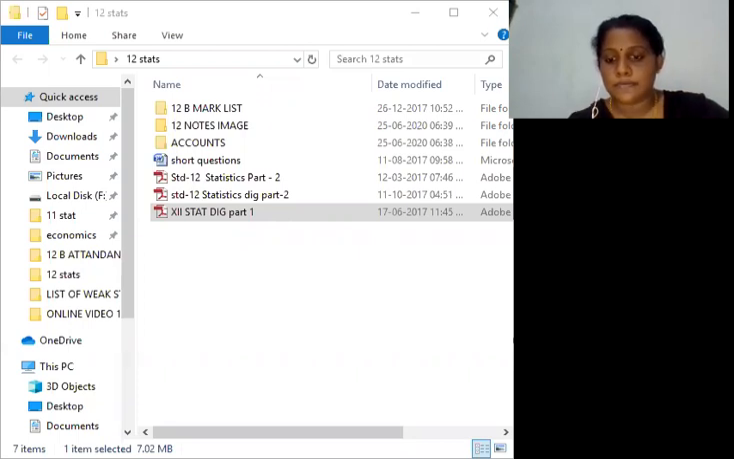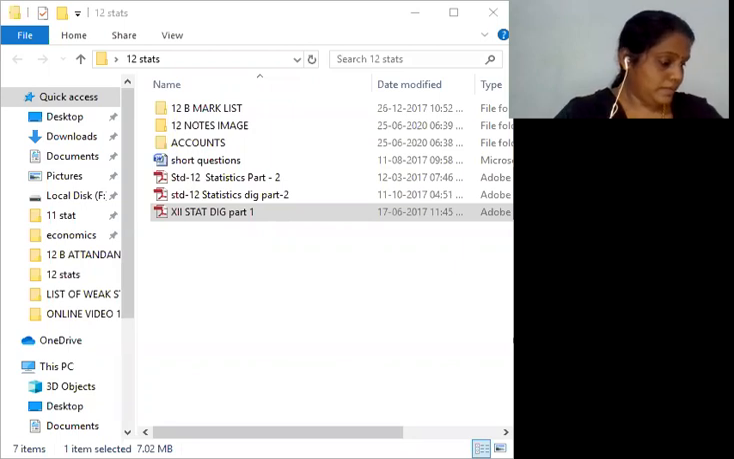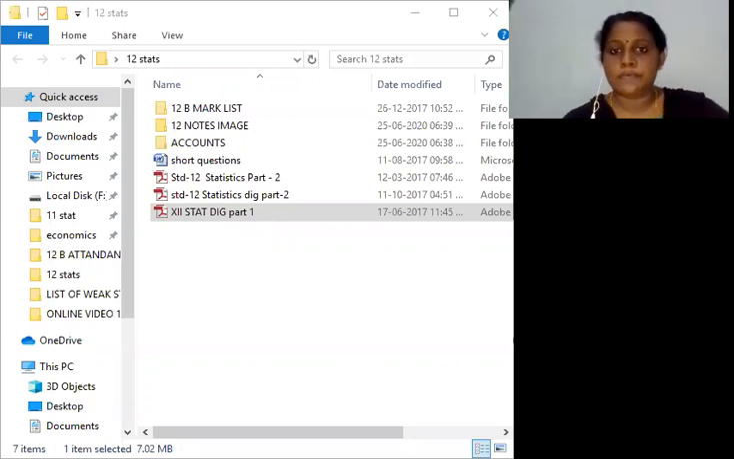Now next, question number 9. If x bar equal to 30, y bar equal to 50, r equal to 0.8, and the standard deviation of x and y are 2 and 5 respectively, obtain the regression line of y on x. Now the given information you have to write first. X bar 30, y bar 50, r 0.8, sx 2, sy 5.